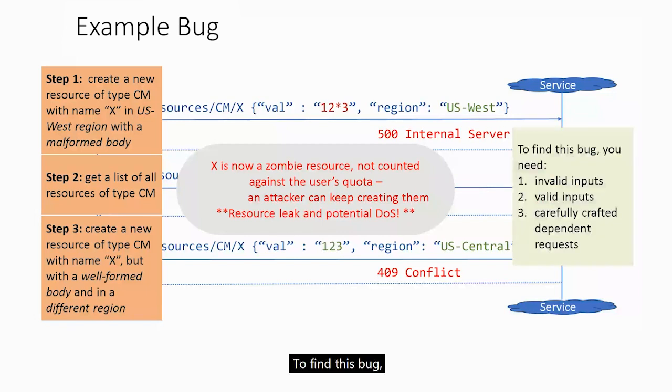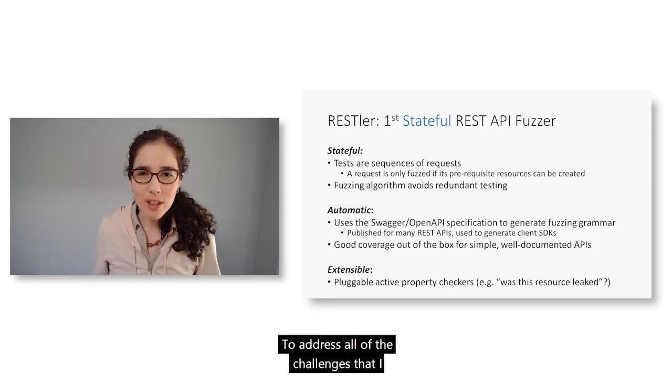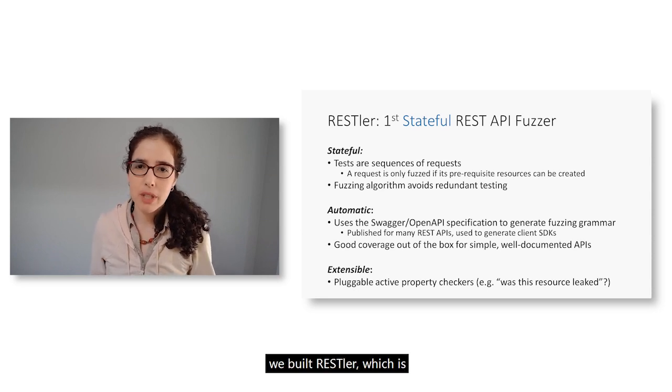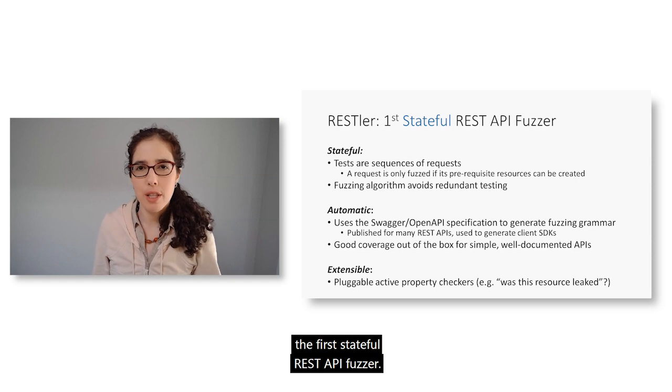So to find this bug, you need both valid inputs and invalid inputs. And you need to have these carefully crafted dependent requests that know about a potentially leaked resource and try to abuse that. So to address all of the challenges that I described with fuzzing cloud services, we built RESTler, which is the first stateful REST API fuzzer.